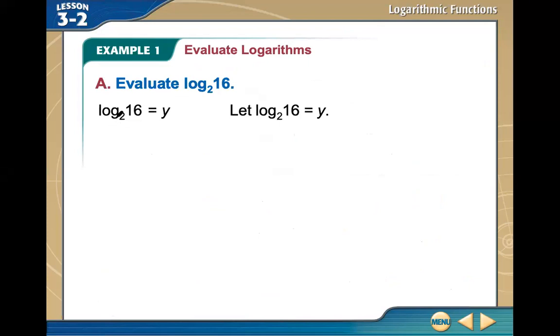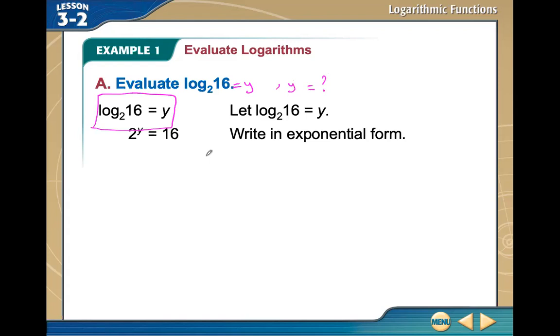Let us call the logarithm of 16 to the base of 2 y. So our result is y, and our question is to find y. By using the relation between exponential numbers and logarithms, we can say that 2 to the power of y is equal to 16.